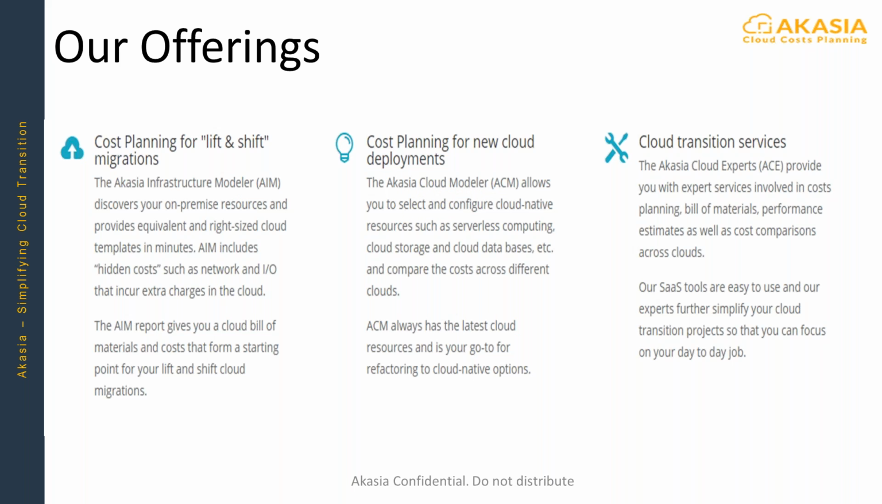Our offerings. So a lot of you that are on this webinar are very familiar with our lift and shift product that we're calling AIM. So we have two SaaS solutions and a services arm. These are our offerings. The first SaaS solution is called AIM, and this is for lift and shift environments, and this essentially discovers your on-prem environment, its configuration and usage, and then maps to equivalent environments in the cloud. So we map to equivalent as well as right-sized environments.